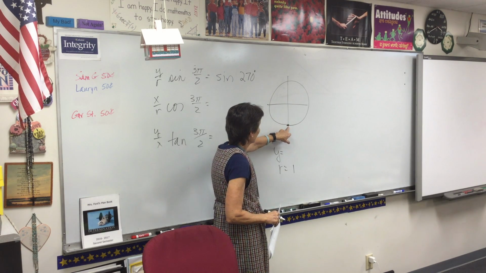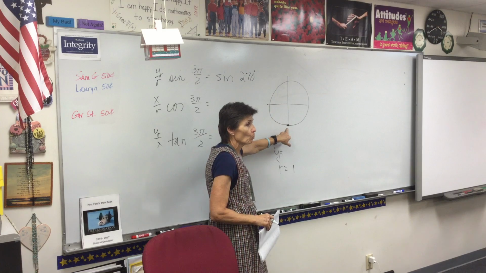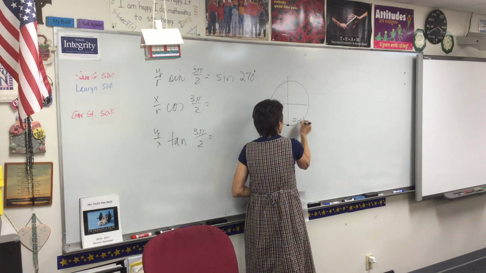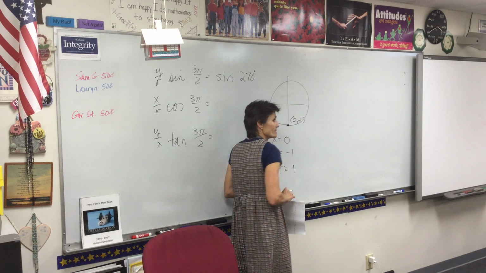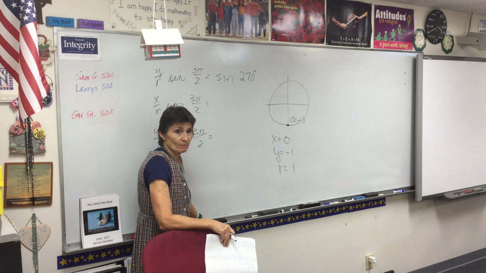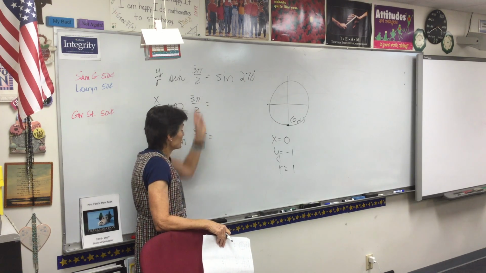What about this point now? Here's the origin. I'm coming down 1, 0 comes over. So 0, negative 1. So x is 0, y is negative 1. That makes sense to everyone? So then we just fill in.